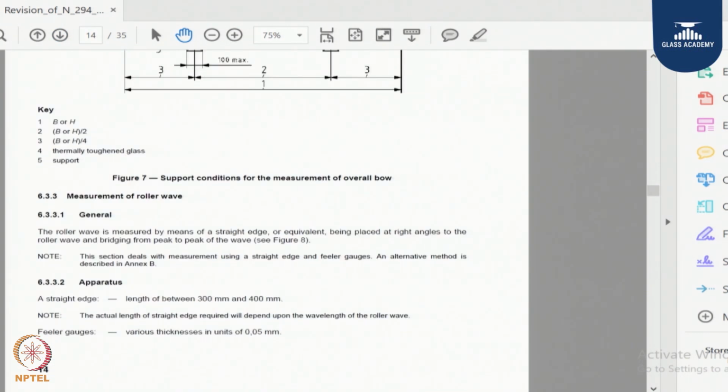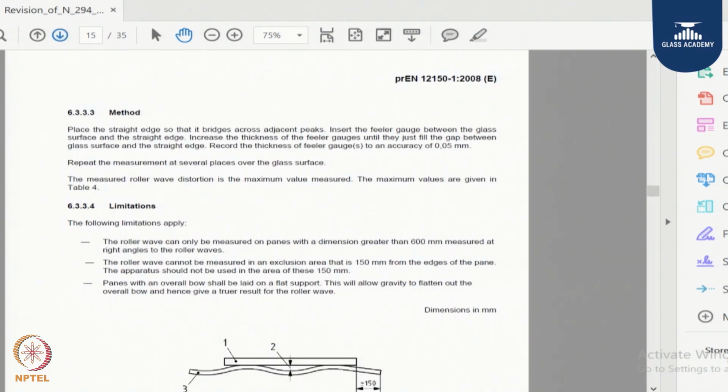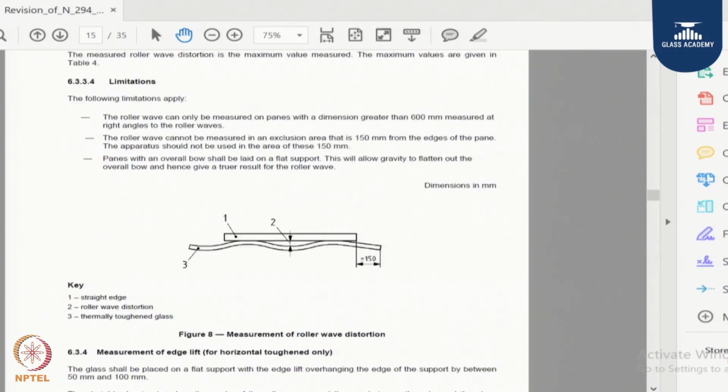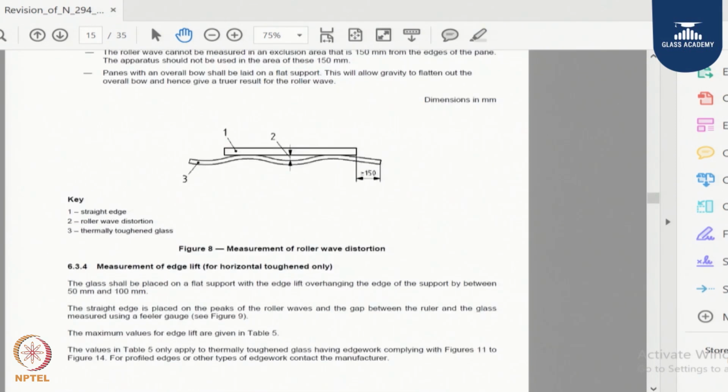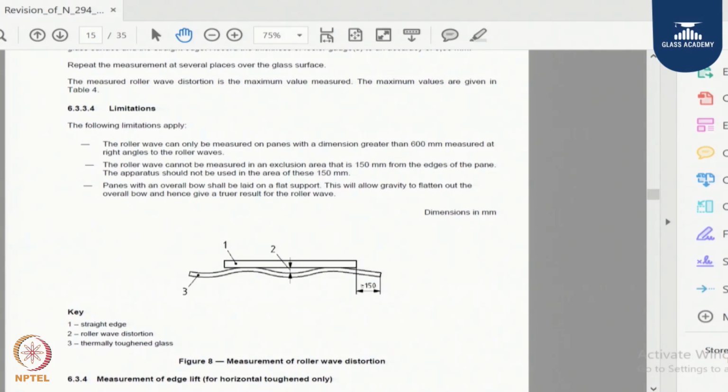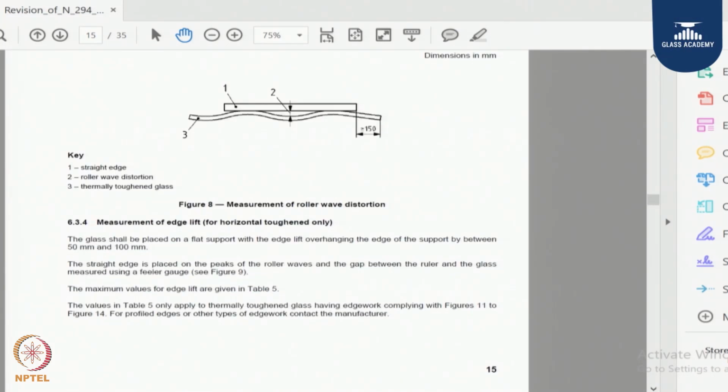Now we will understand the roller wave. What do we mean by roller wave? As the glass passes on the rollers, it acquires undulations. So we need to see how we measure the roller wave. If you see in the figure, the glass is moving on the rollers and it acquires roller waves. Generally the roller waves are in the form of a sinusoidal wave, so there is a peak and a valley. We need to measure the peaks and the valleys of the glass.